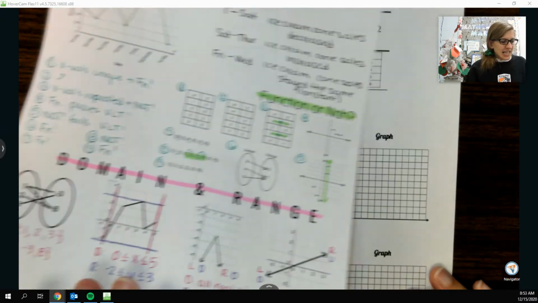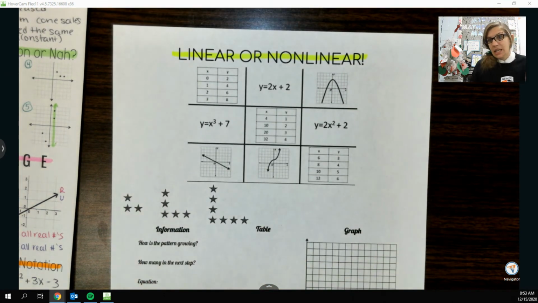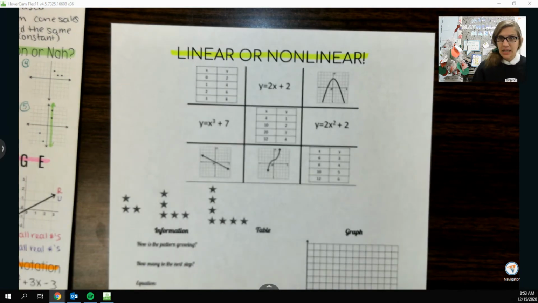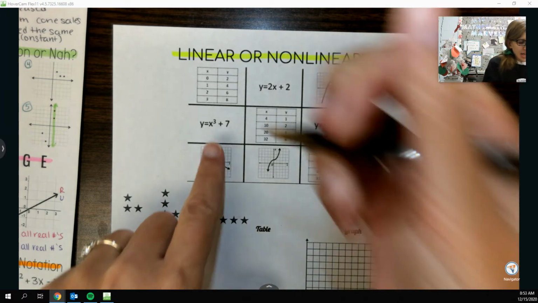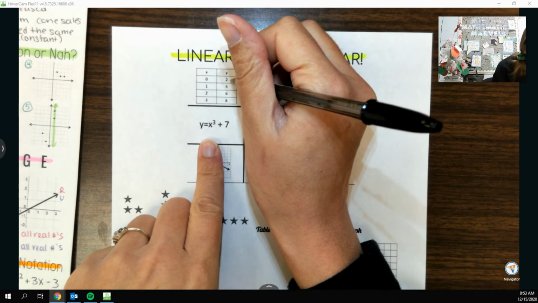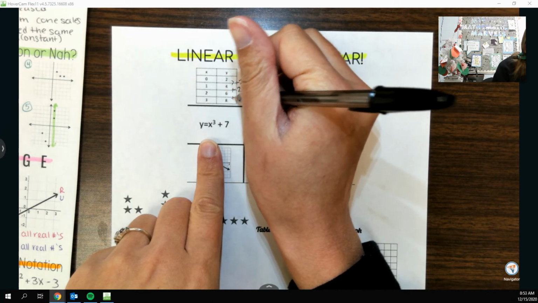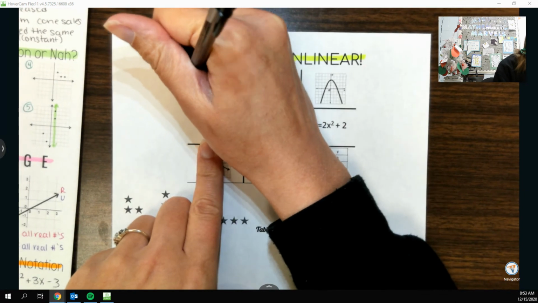The last thing that we did was decide if stuff was linear or nonlinear. If I'm looking at a table, I can tell if something is linear if it increases or decreases by the same amount every time. So if I look at the y values, this is going up 2, up 2, up 2. So that would be linear.